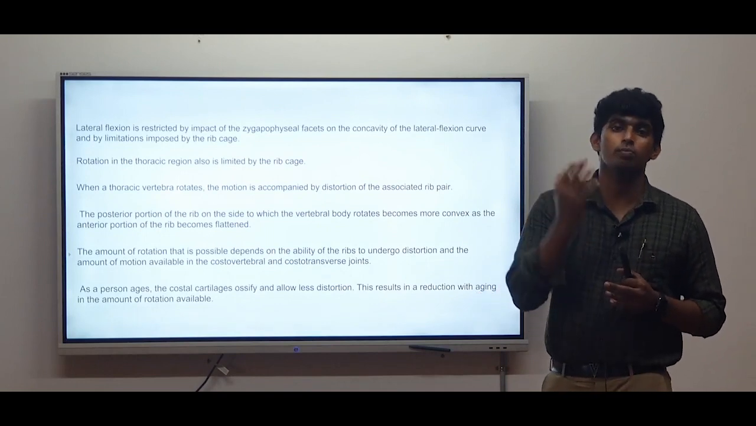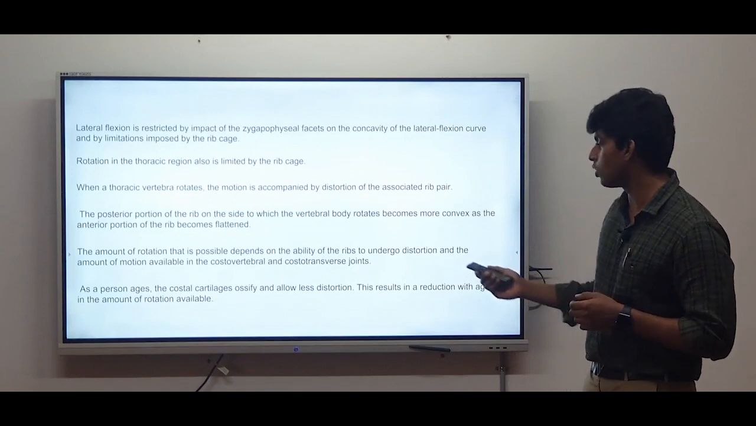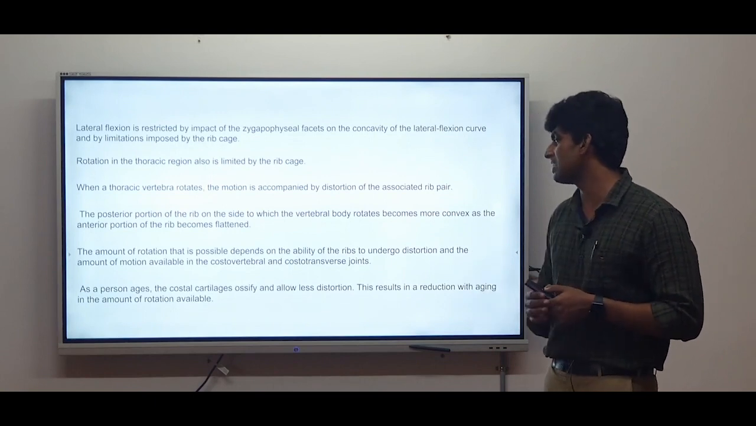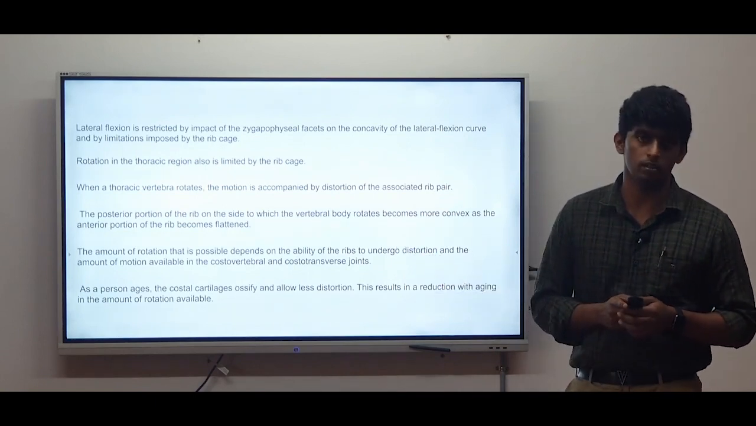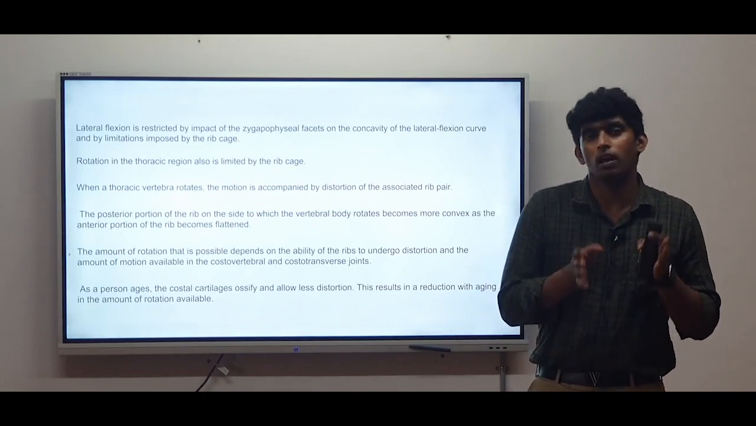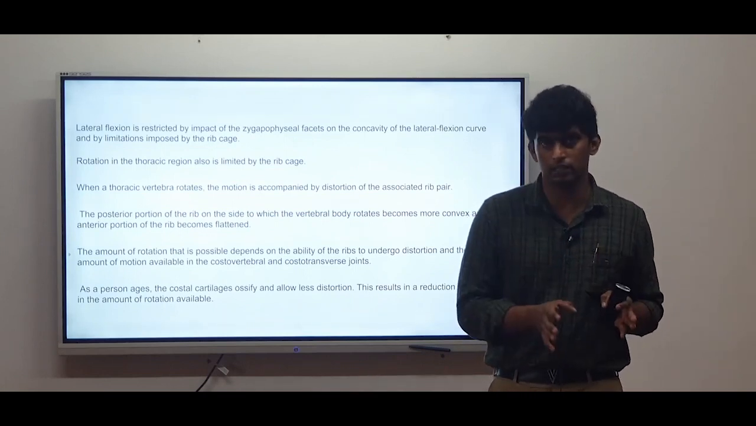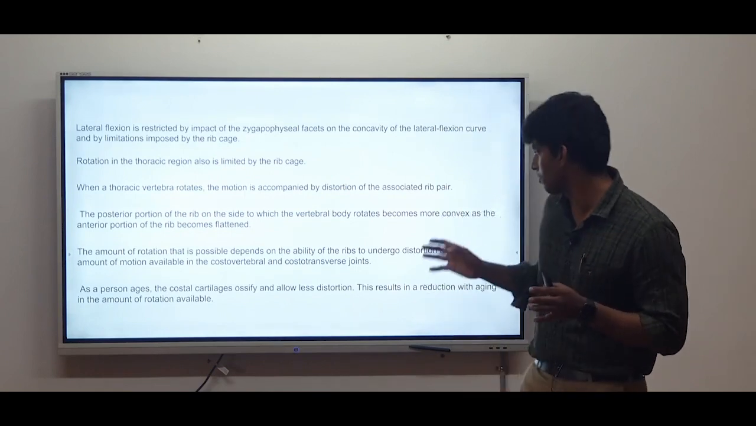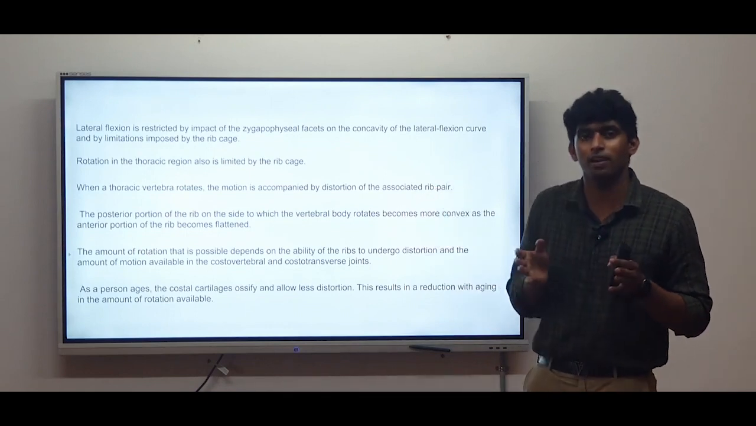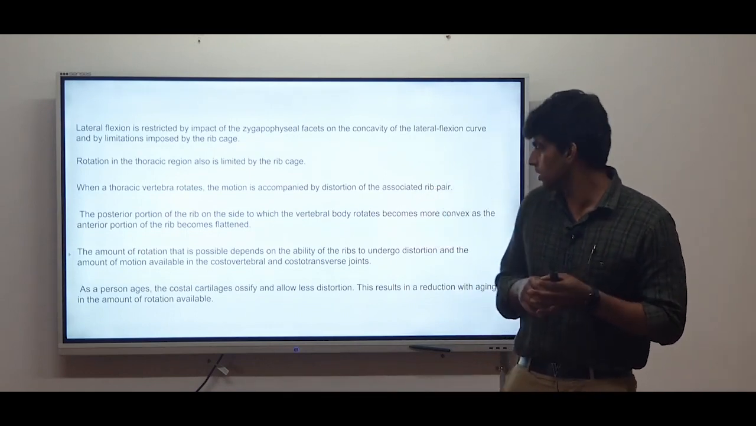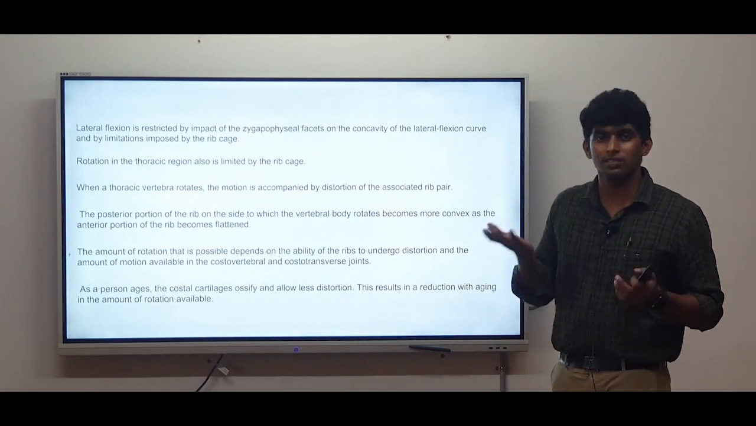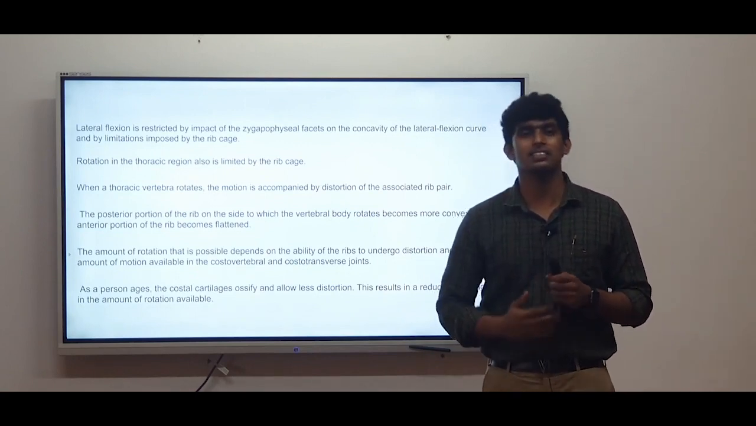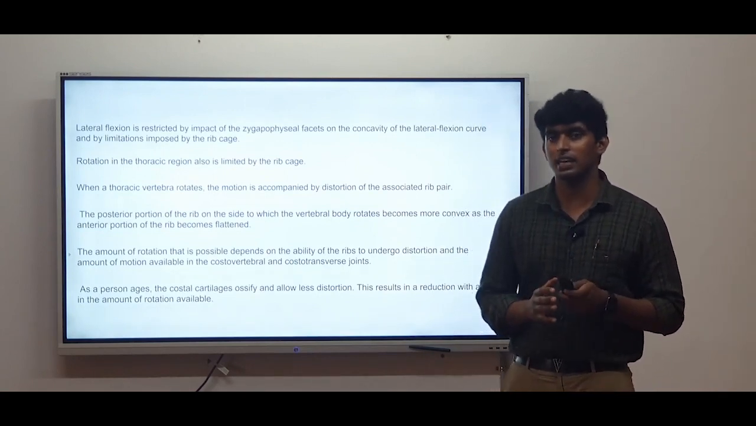As we progress with age, the costal cartilage ossifies and allows less distortion. This results in a reduction with aging in the amount of rotation available. So if you are comparing the movements, the thoracic movements will be very much restricted. I am repeatedly telling this because it would be of no further use if we take away the rotation or even movements. If you compare the lumbar or cervical area, the thoracic area's movement is very much restricted. I know I am repeating the same point because I want you to understand it clearly.